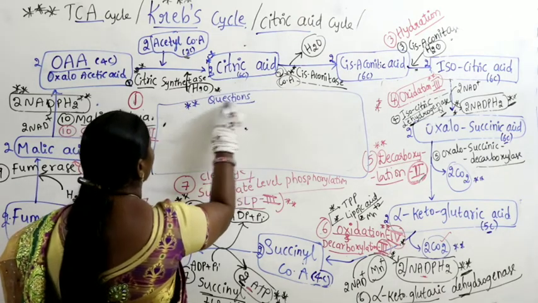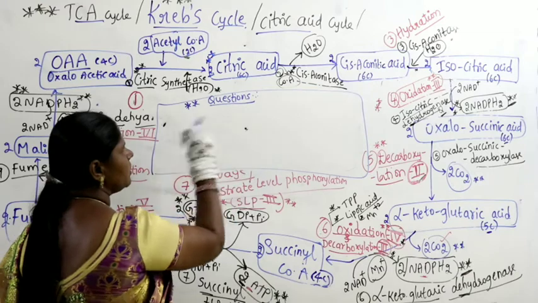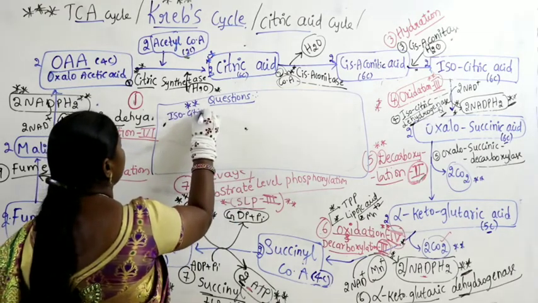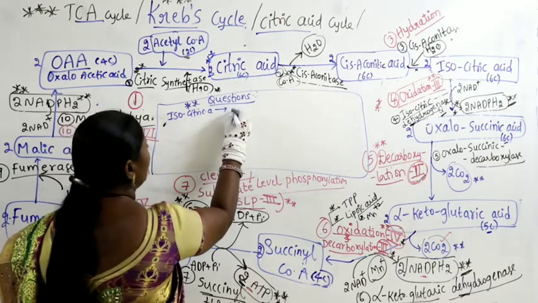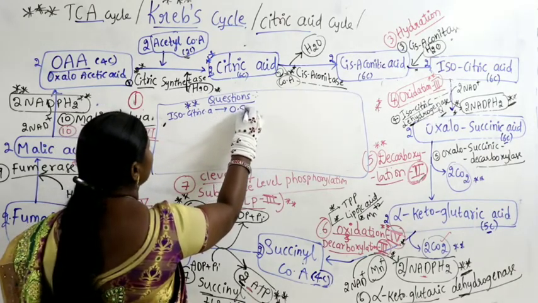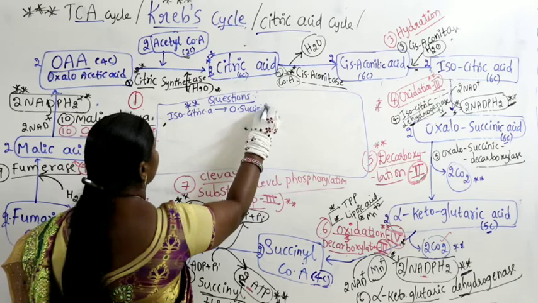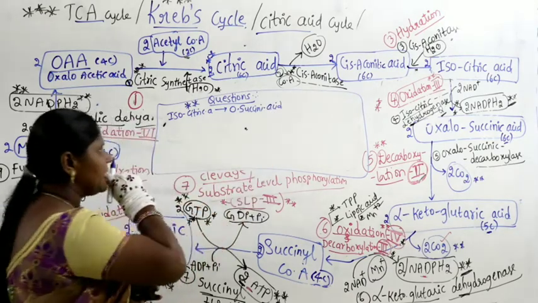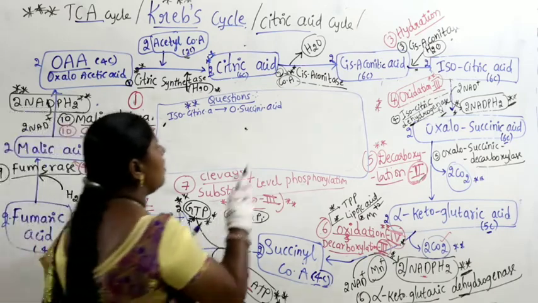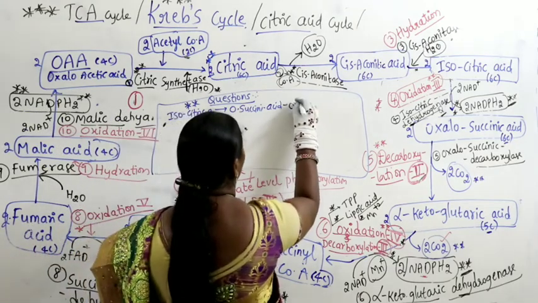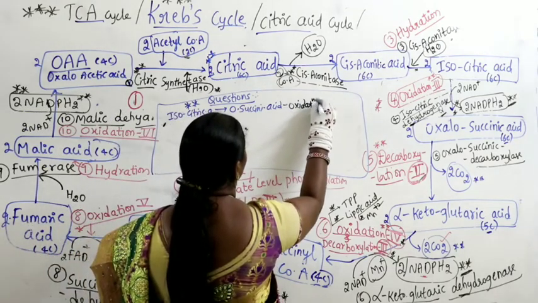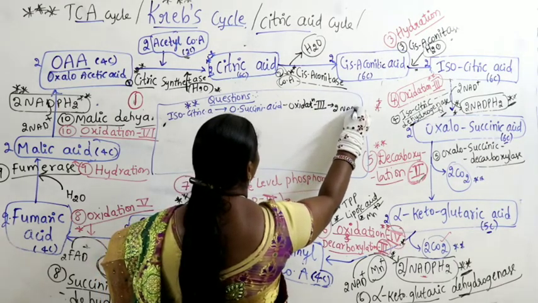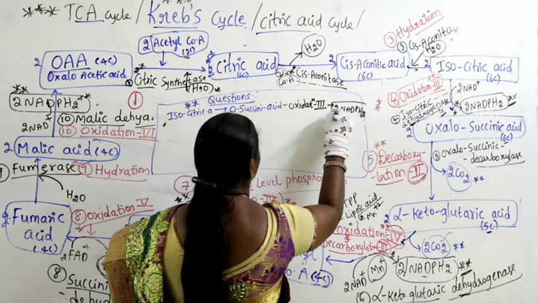They will ask you: the oxidation step is what? Conversion of isocitric acid to oxalosuccinic acid. I am writing in short form, oxalosuccinic acid. This is nothing but oxidation number 3, and there is production of 2 molecules of NADPH2.